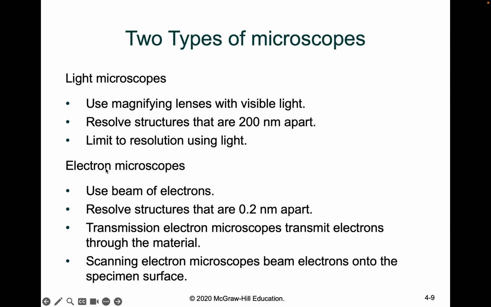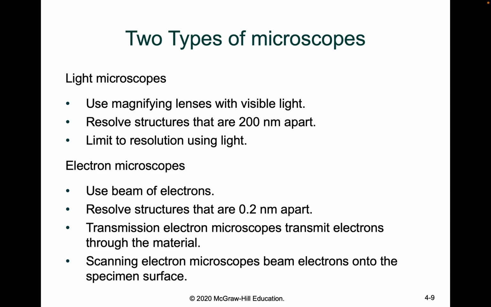Because electrons have a much, much smaller wavelength of 0.2 nanometers. So with electron microscopes, you really resolve structures down to 0.2 nanometers. That is crazy, guys, if you think about it, because a hydrogen atom, which is a small little atom, has a size of about 0.1 nanometer. So we're almost able to actually see a hydrogen atom. That's how good these microscopes are.